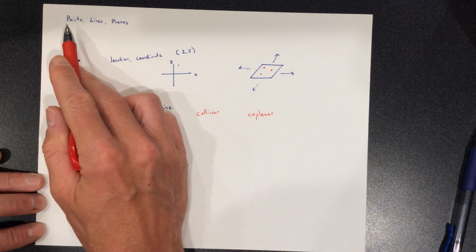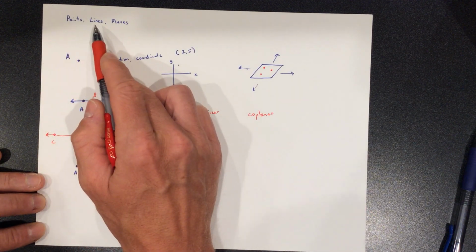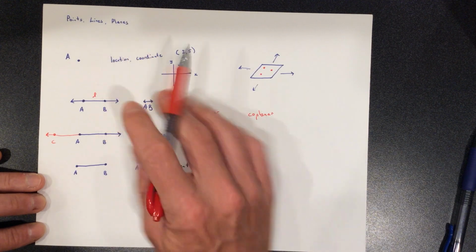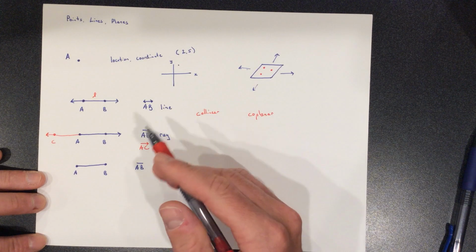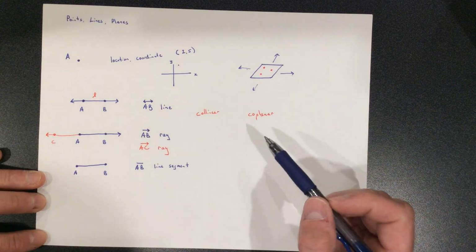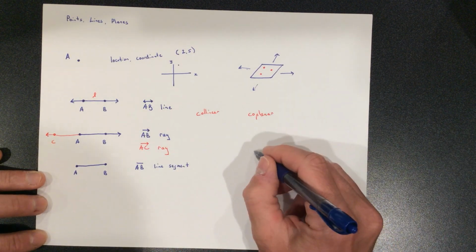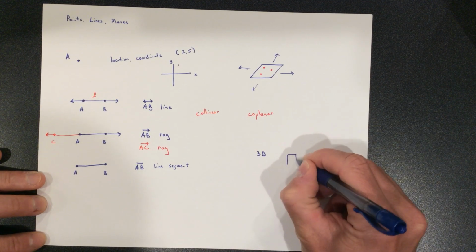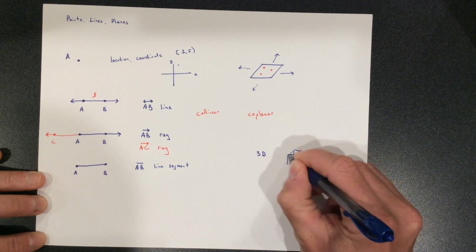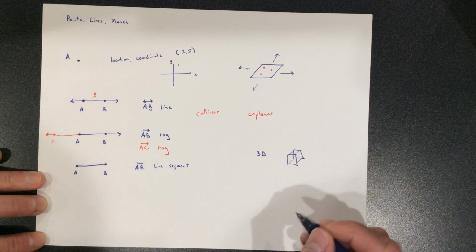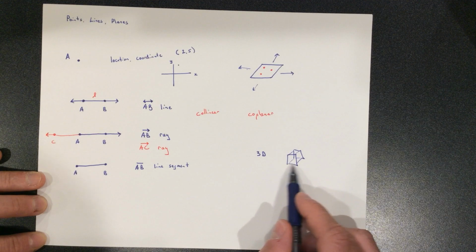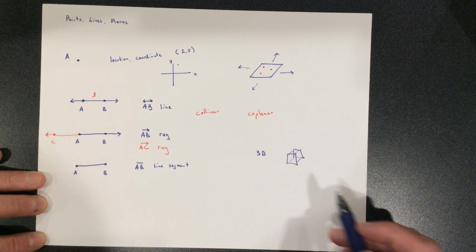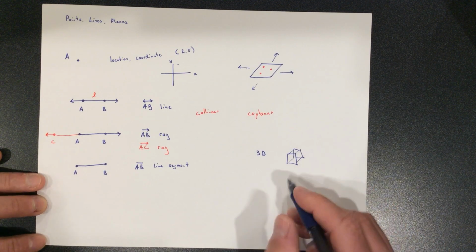So points, 0 dimensions, line, 1 dimension, lines, line segments, rays, and then planes having 2 dimensions. Now what has 3 dimensions? Well, lots of things are in 3 dimensions. 3 dimensions, the world we live in, right? 3D things are like prisms, right? That's my attempt at a prism, right? That's got length and width, or length, width, and then some depth, right? In and out of the page.